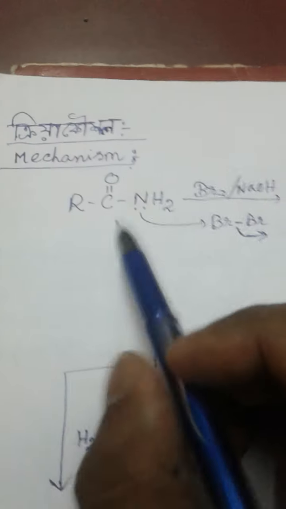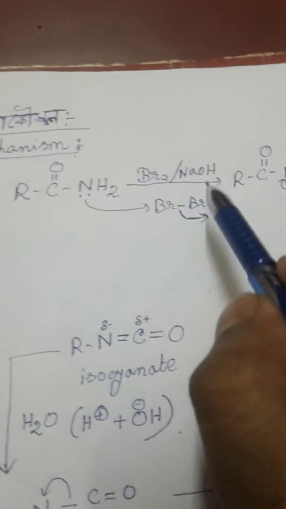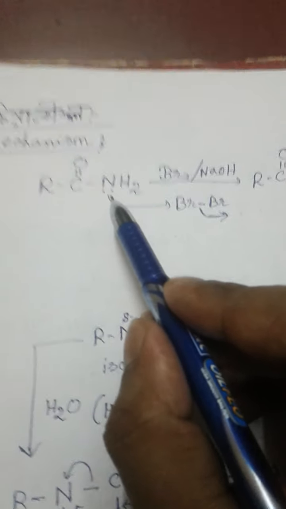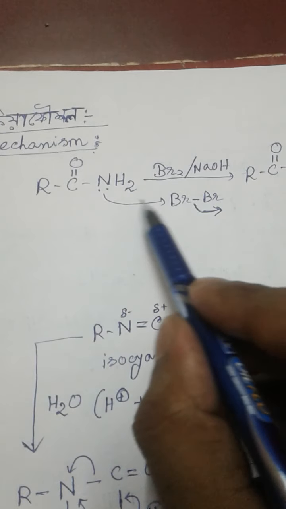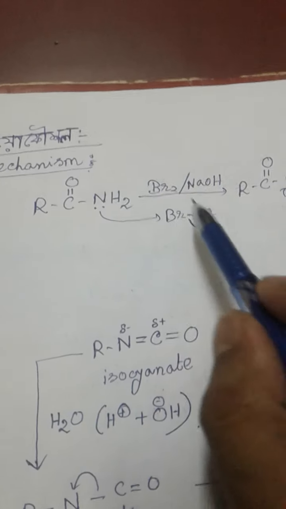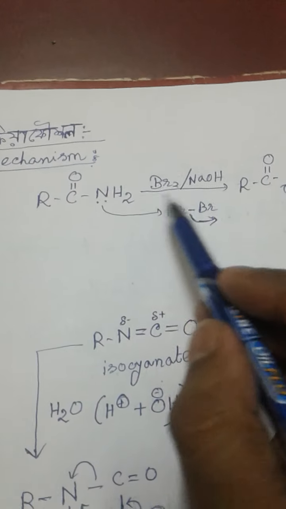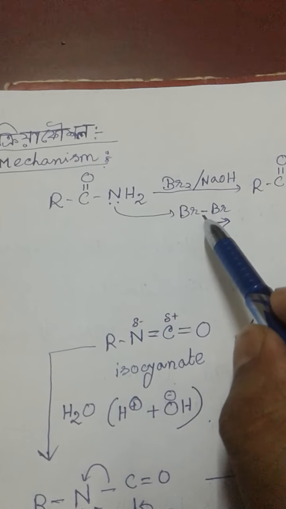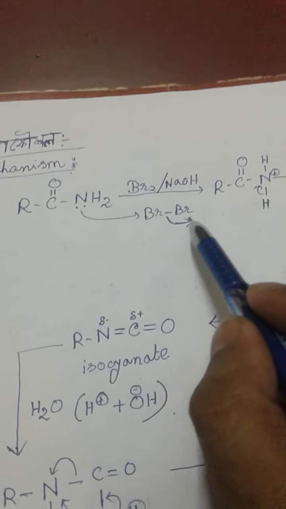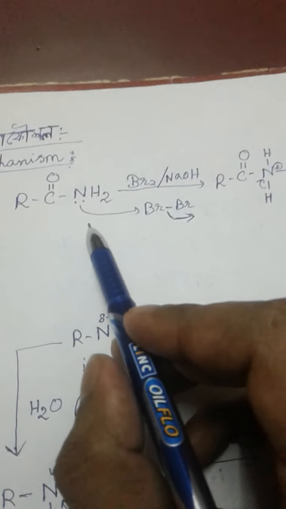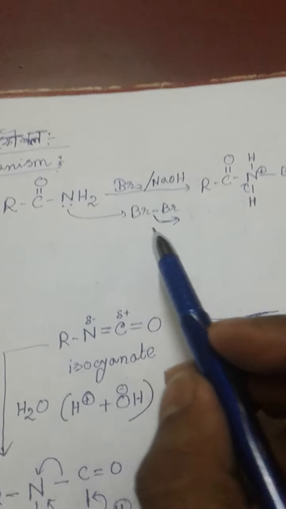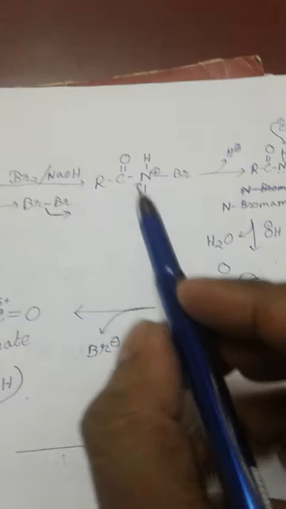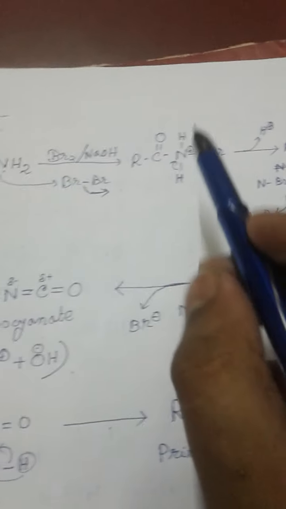And what is the mechanism of this reaction? Firstly, the lone pair of the nitrogen of the amide group attacks the bromine molecule, that is the halogen molecule, and eliminates one Br minus anion, and forms this ion.